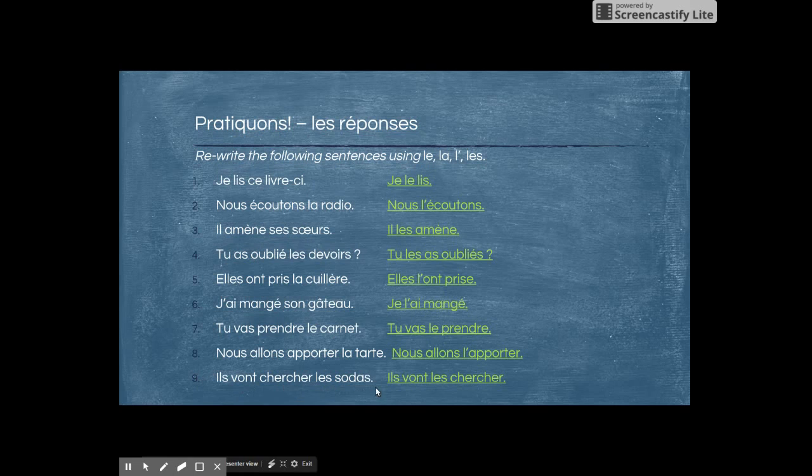Et 9, ils vont chercher les sodas. Les sodas, masculine plural. Ils vont les chercher. Yeah, before our infinitive. They are going to look for them.